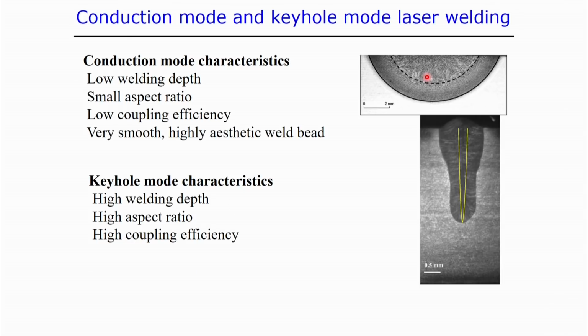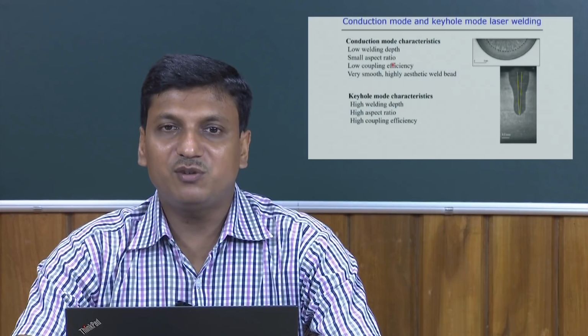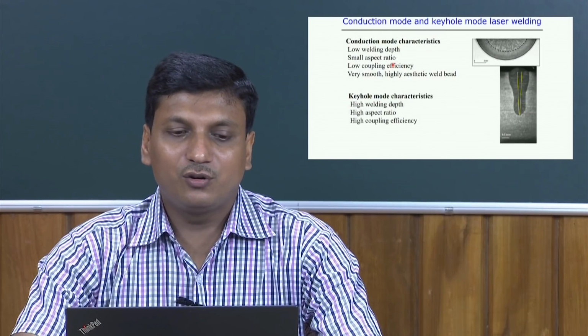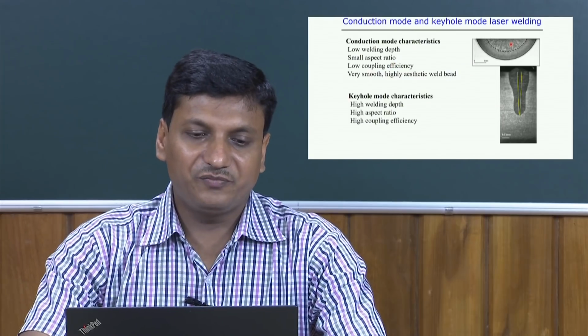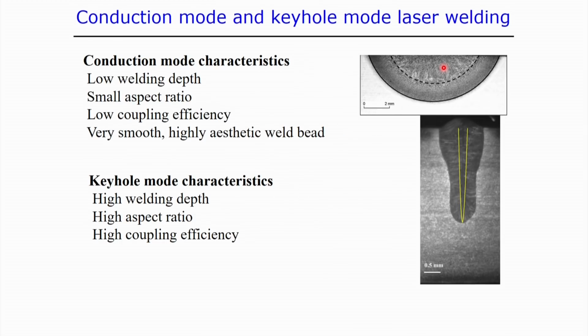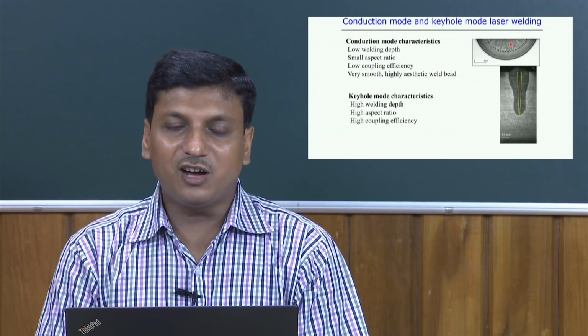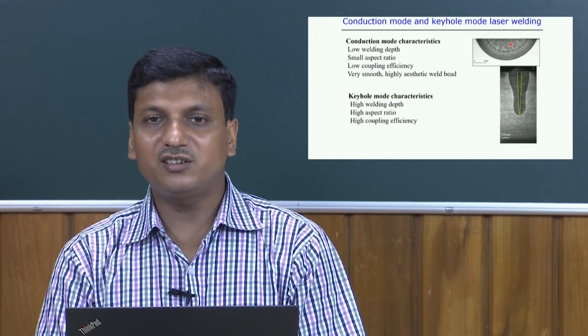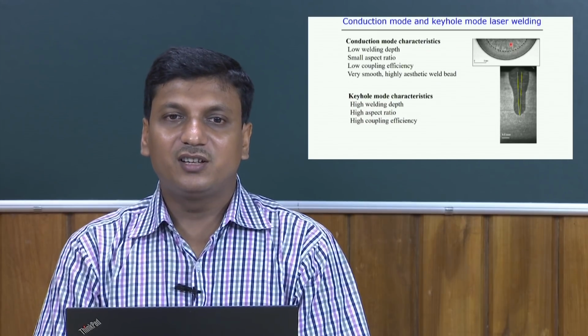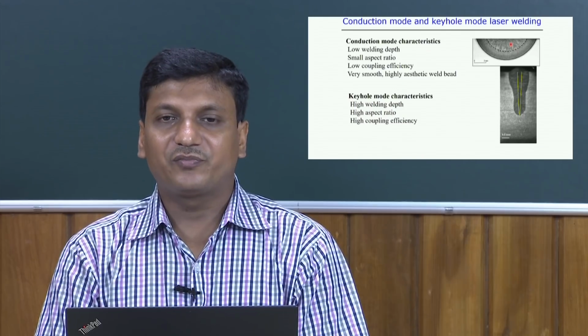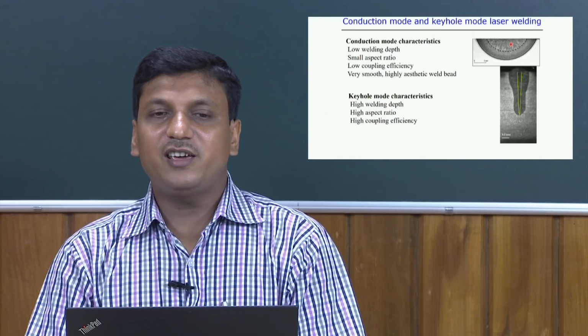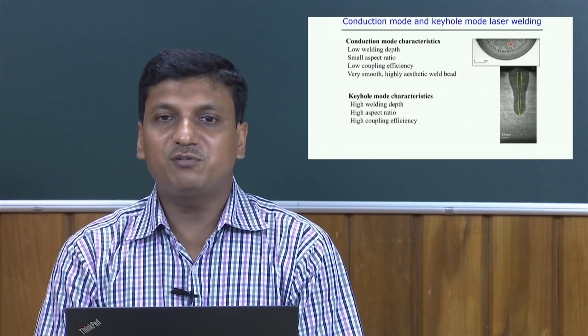laser welding process. The typical characteristics are low welding depth, small aspect ratio, that means penetration and width ratio, low coupling efficiency, and a very smooth, highly aesthetic weld pool in the conduction mode laser welding process. These are the typical characteristics of the conduction mode laser welding processes. Now, if we look at the keyhole mode characteristics, you can produce a high welding depth, a high aspect ratio and a high coupling efficiency.